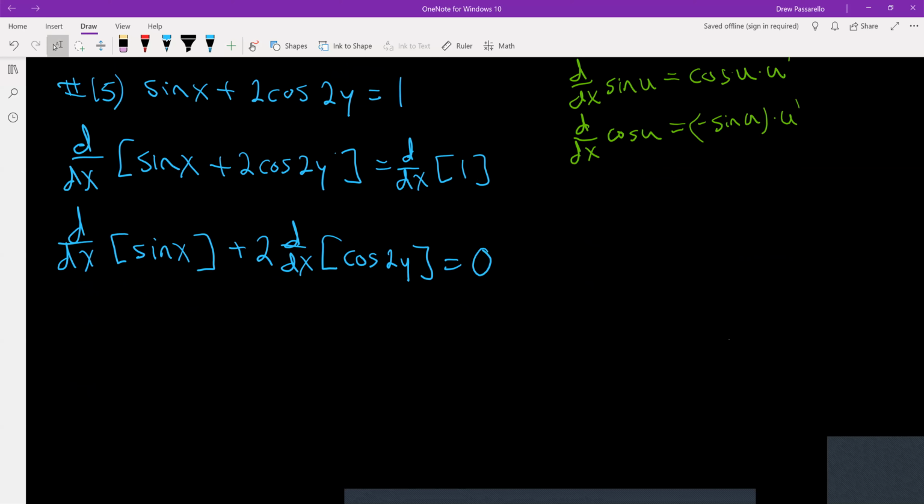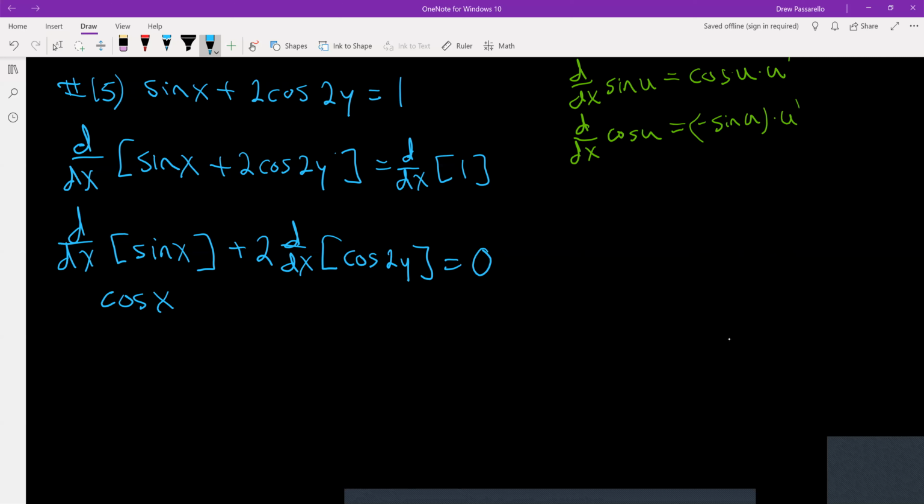All right, so first thing is sine of x. The derivative of sine is cosine. And we don't necessarily need to apply the chain rule for this term because the inside function is just x, so u prime would be just times 1. So it's just cosine x.